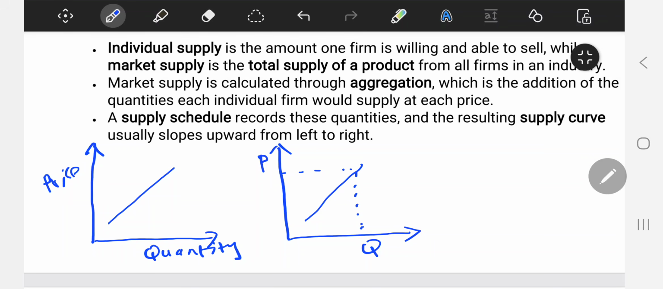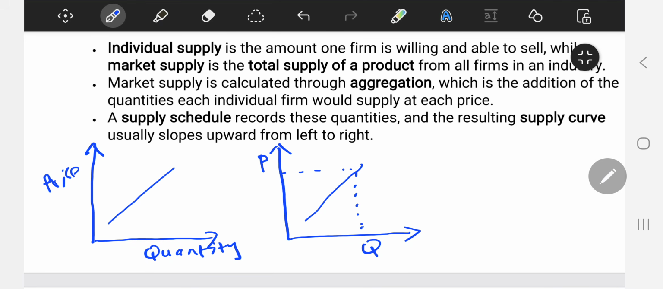Now, again, as we talked about demand, we have what is called individual supply. This is the supply of one firm, what one firm is willing to bring to the market for one product. And market supply would be the supply of all the firms supplying that one product into the market. So for example, the supply of bread for one individual bread producer would be individual supply, but for all the bread producers in a certain market, that would be market supply.